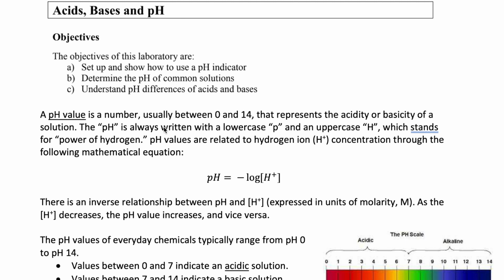The pH is always written with a lowercase p and an uppercase H because the p stands for power. So it's like the mathematical exponent, and then H for hydrogen. So the hydrogen here is referring to the hydrogen ion, which is H+. And the way we calculate pH is by taking the negative log of the hydrogen ion concentration. So that's what's shown here mathematically.